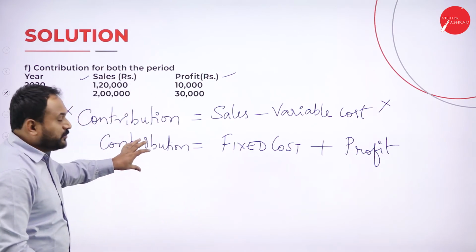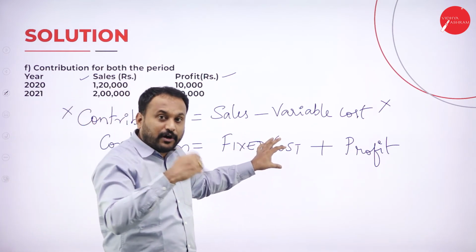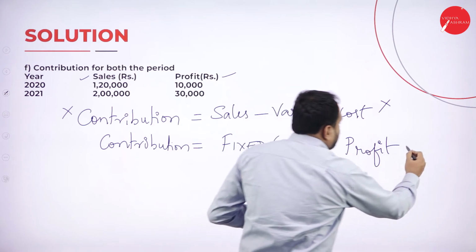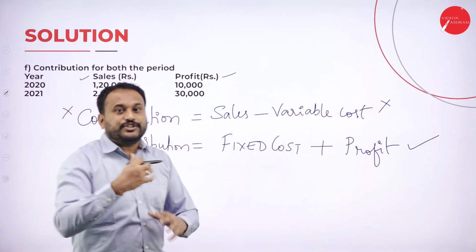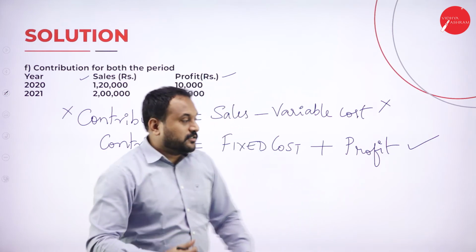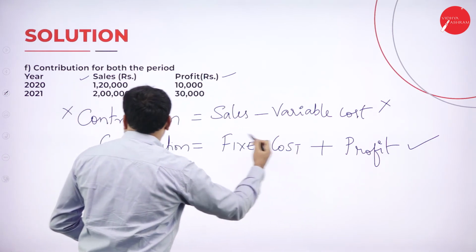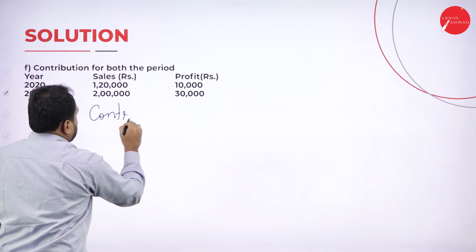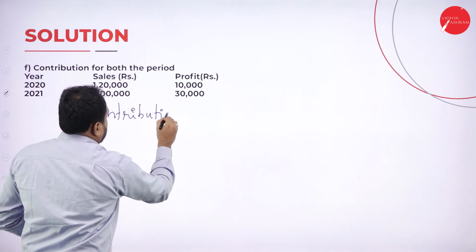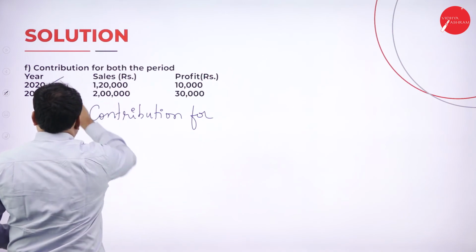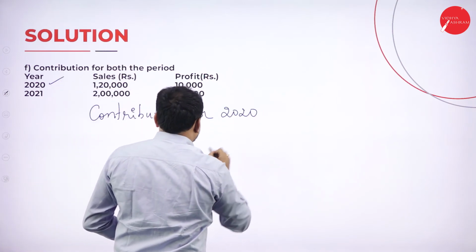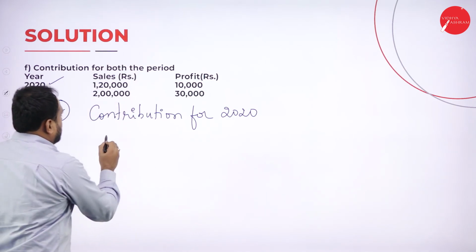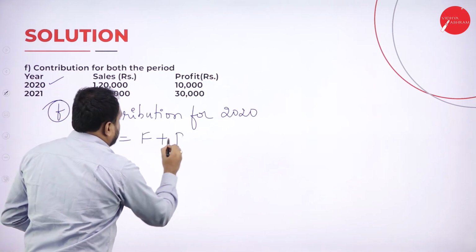But here contribution we don't know, fixed cost we have found in our question, profit we have. So what happens is this formula we can take. This is how you are supposed to judge. Now let's go with this. So we got to know that contribution formula, which one we should take? We should take fixed cost plus profit. Now I'll erase everything. So contribution for, first we'll take 2020. Contribution for 2020. Now this is, you denote this as F. Now C is equal to F plus P. Now C we don't know.